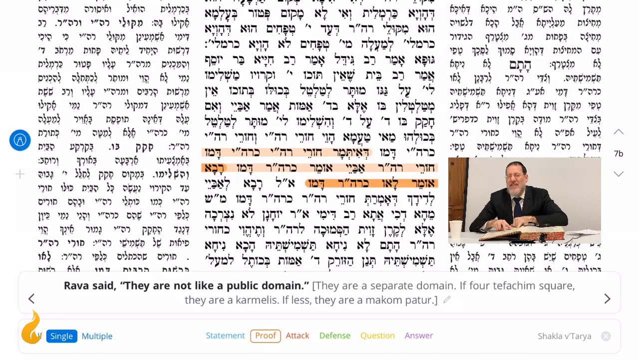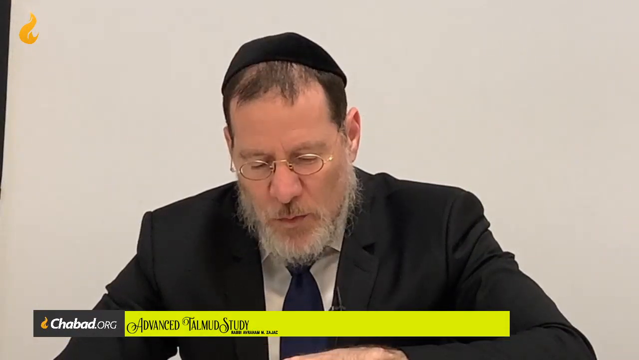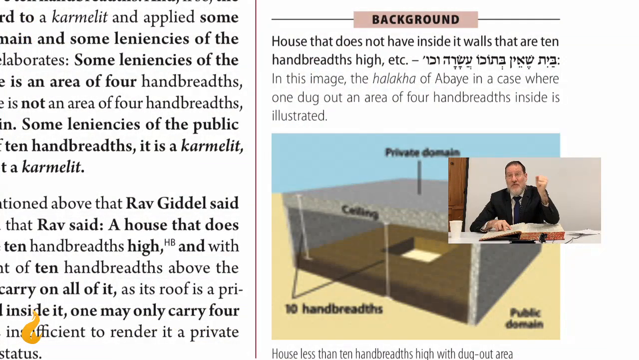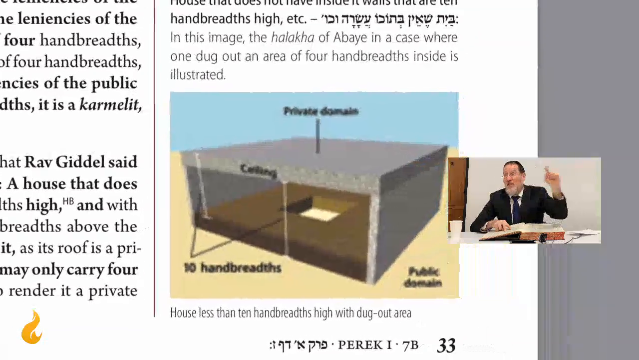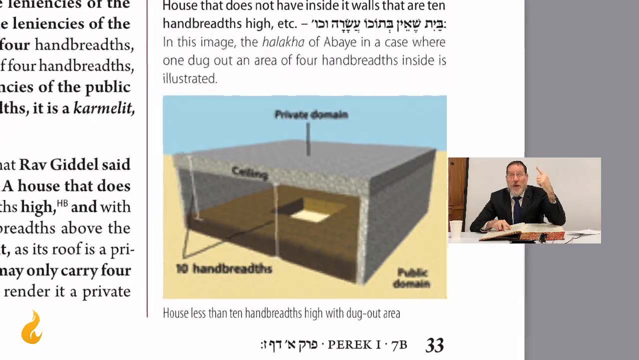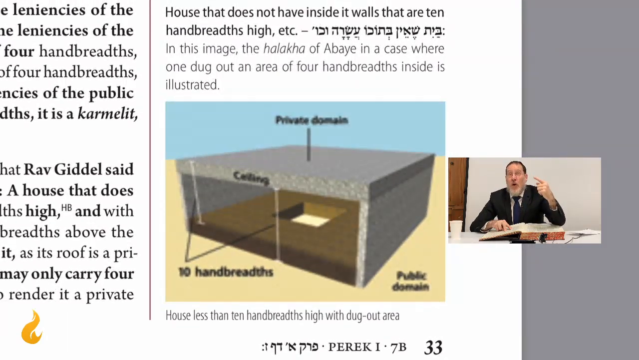Now, if it's not a Reshus Harabim, then what would it be? So what did we learn until now? It would depend on what? If that crevice has 4x4 tfachim, then it has a din of a carmelis, if it's not 10 tvachim above the ground. If it's 10 tvachim above the ground, we just learned that there's no carmelis higher than 10 tvachim. If it doesn't even have 4x4, then it has a din of a makom ptur.